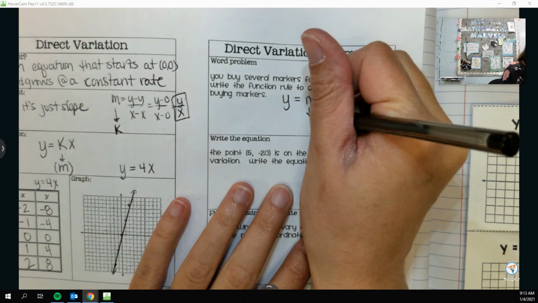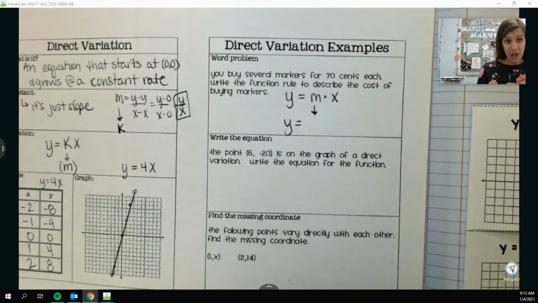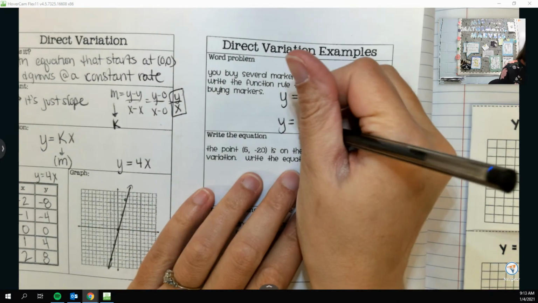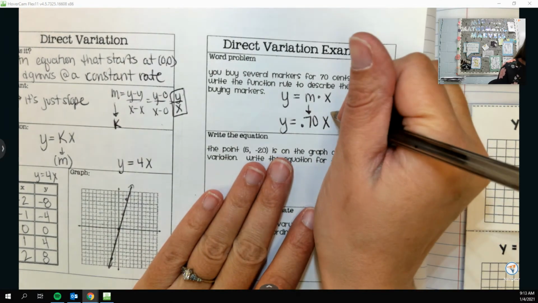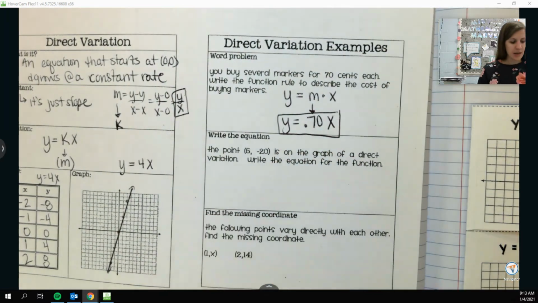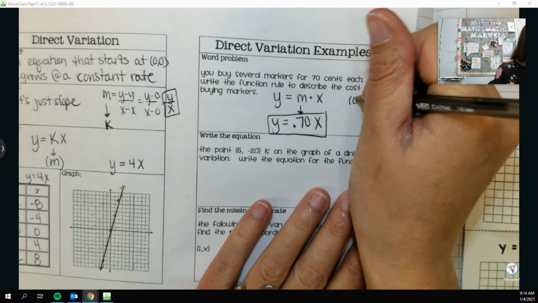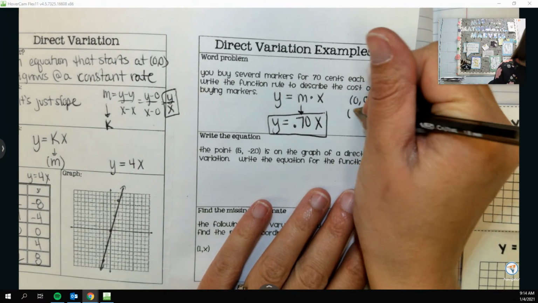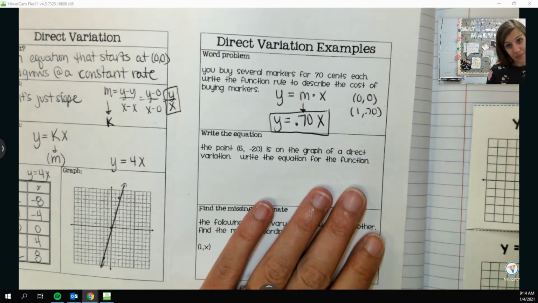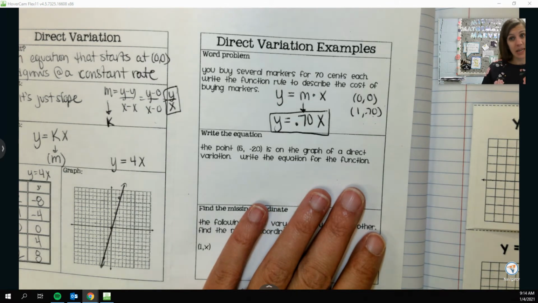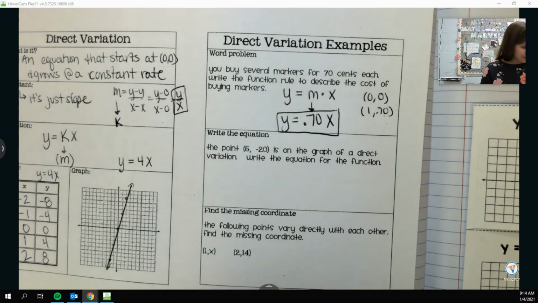And so really my rate of change, or my constant of change, or my constant rate, is 70 cents. So my slope is 70 cents. We just replace m with 70. And so there you go. Another way to think about it is I could find the slope by doing, like, if I buy 0 markers, I spend $0. If I buy 1 marker, it costs me 70 cents. And so I can still find my slope by doing 70 minus 0 over 1 minus 0, which is 70 over 1, which is 70. So all the fun things.